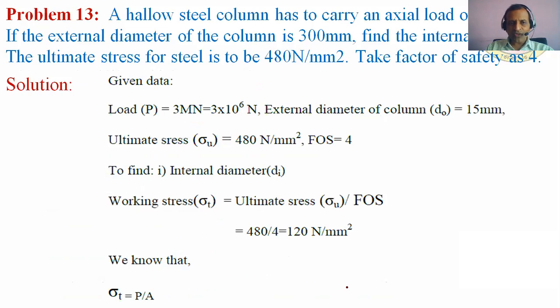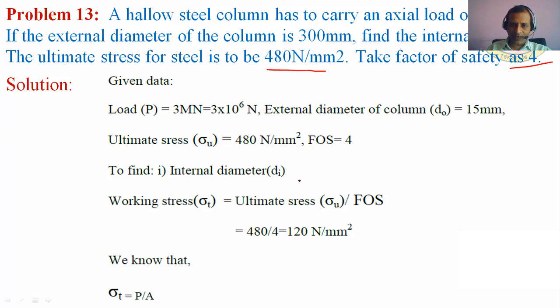So next, this is problem 13. Problem 13 is also of a hollow steel column, right? It is a hollow steel column that has to carry an axial load of 3 mega Newton. Mega Newton means 10 to the power of 6 Newton. The external diameter of the column is 300 mm, and the ultimate stress for steel is 480 Newton per mm square. So this is the maximum stress. Take factor of safety as 4. So these are all the given data.